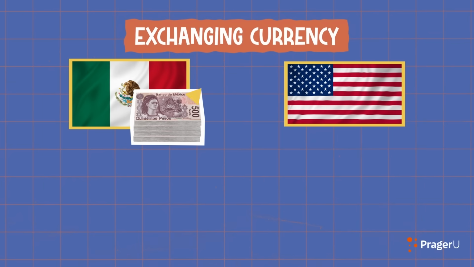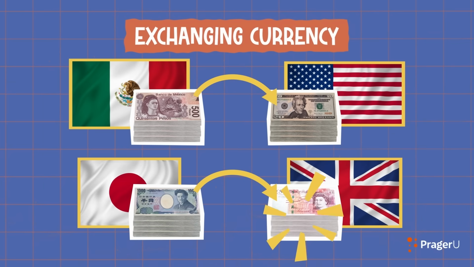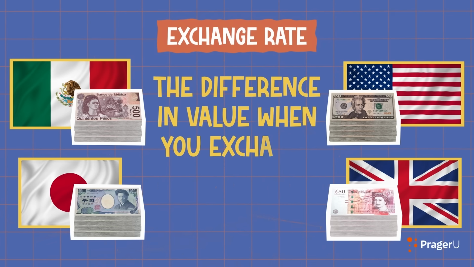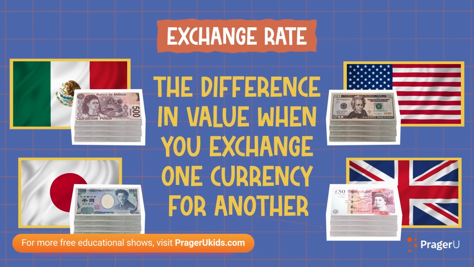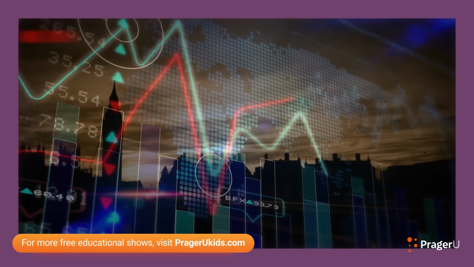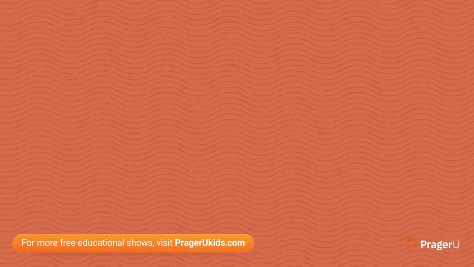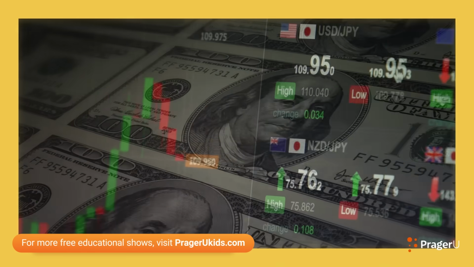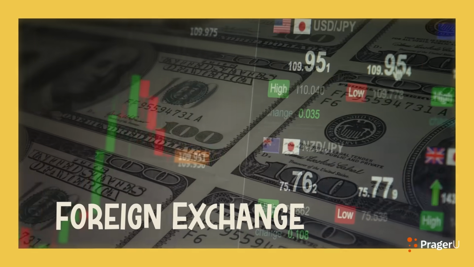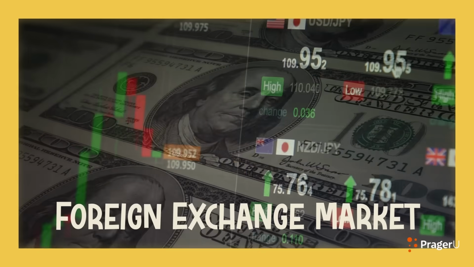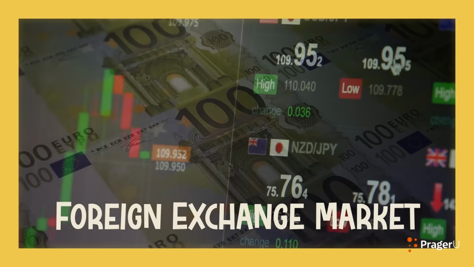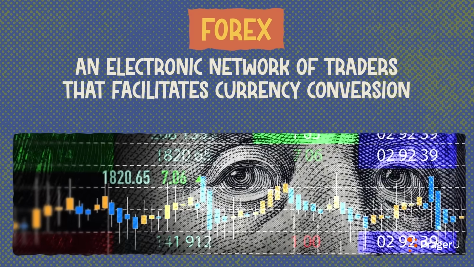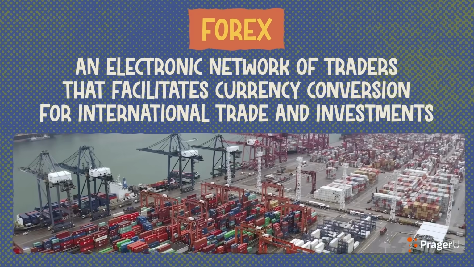Exchanging currency like the peso for US dollars or the yen for British pounds is subject to an exchange rate. This is the difference in value when you exchange one currency for another, and it fluctuates constantly due to forces of supply and demand, which can be affected by a country's economic, financial, and political situation. Official exchange rates are set by the foreign exchange market, the global marketplace for trading one nation's currency for another. The Forex, as it's called, is an electronic network of traders that facilitates currency conversion for international trade and investments.